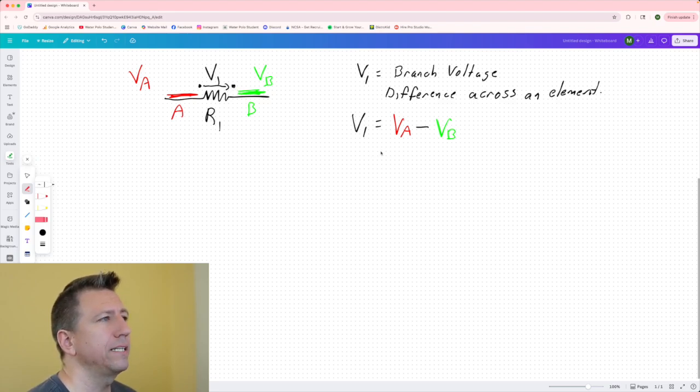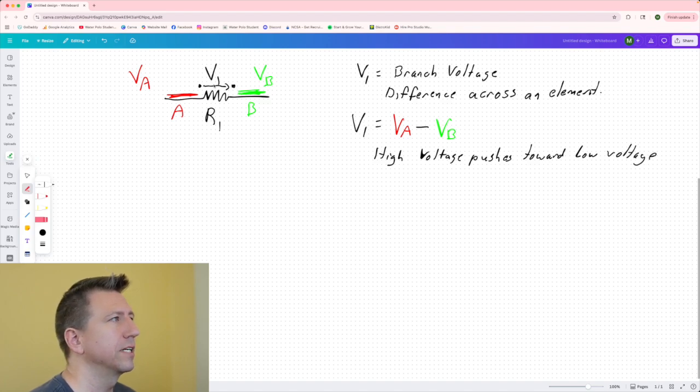Furthermore, high voltage pushes to or toward the lower voltage. So that's the direction of the charge flow. And so we have a direction of flow from the left to the right in this example because we have higher voltage over here and lower voltage over there. Okay, and so that is the expression that we're going to use when we talk about a branch voltage.